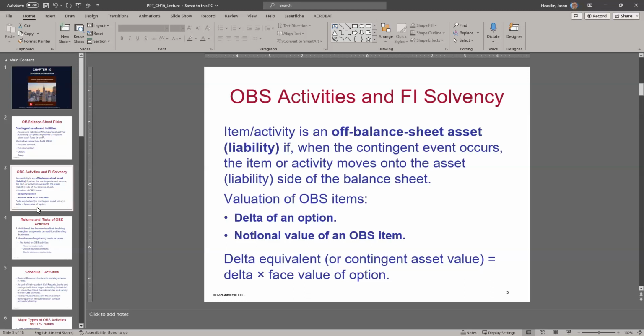Notional value of an off-balance sheet item. Notional, just what it sounds like, the perceived value in a way, if you want to use a different word. So delta equivalent or contingent asset value equals delta times face value of option. As I mentioned, we're not going to get into how delta gets calculated. Just understand delta is a number that is used to get value information from options, for example.